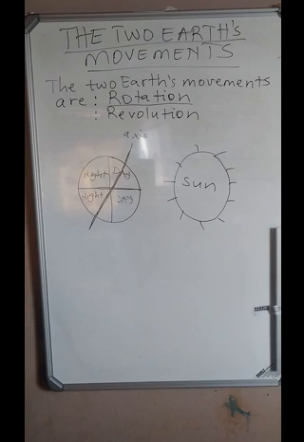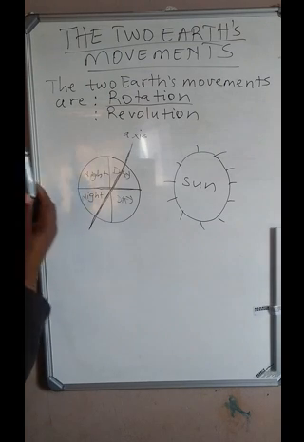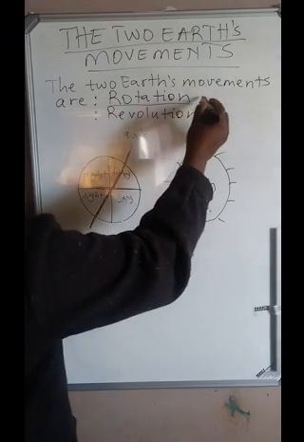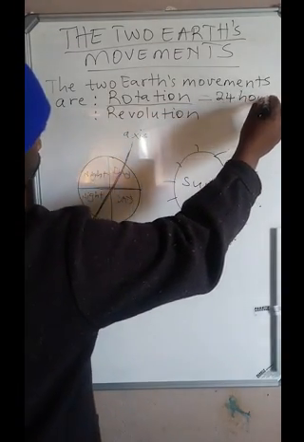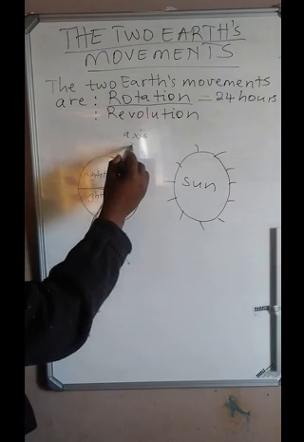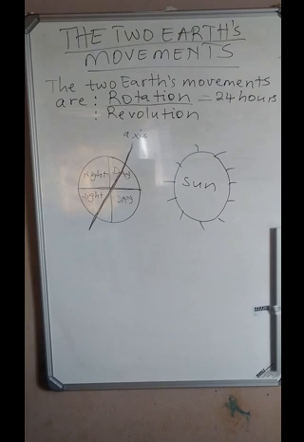So how long does the earth take to finish one rotation? To finish one rotation, the earth takes 24 hours, which is equal to 1 day. So the earth takes 24 hours to complete one rotation. The rotation of the earth gives us day and night. The earth rotates on its axis. So that is all about the rotation of the earth.